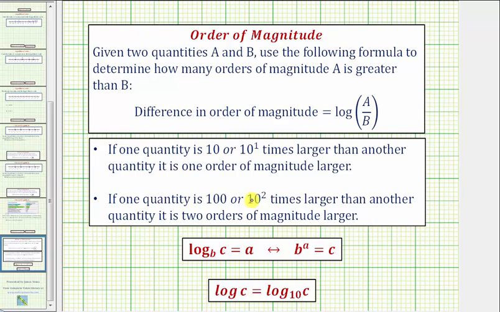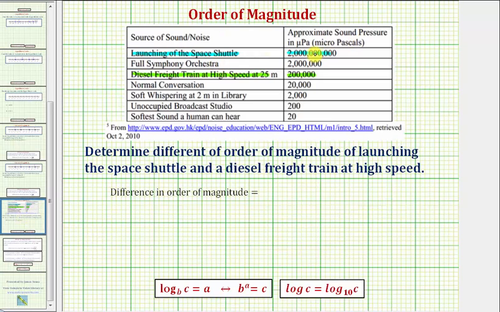If one quantity is 100 times or 10 to the second times larger than another, it is 2 orders of magnitude larger. So notice how the order of magnitude is equal to the exponent on 10, which is the reason why the difference in order of magnitude is equal to a common log. Remember, logarithms are exponents. So now going back to our example, let's write the sound pressure in scientific notation.